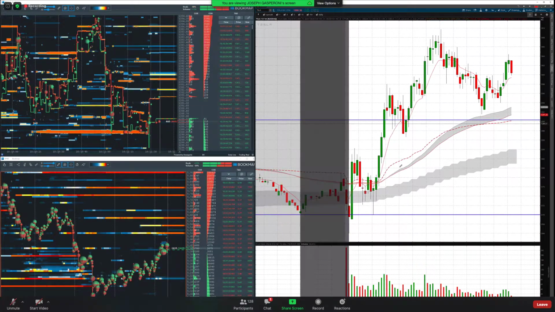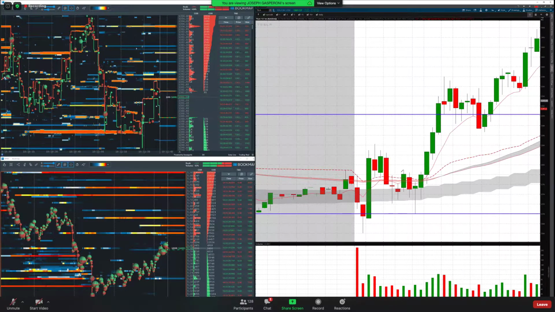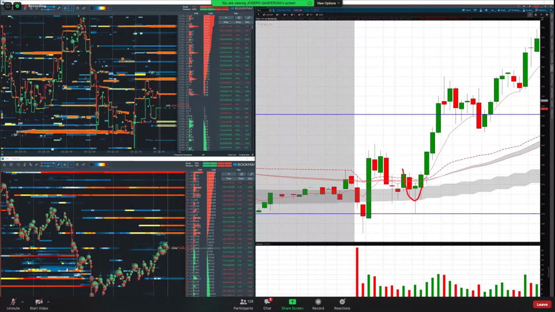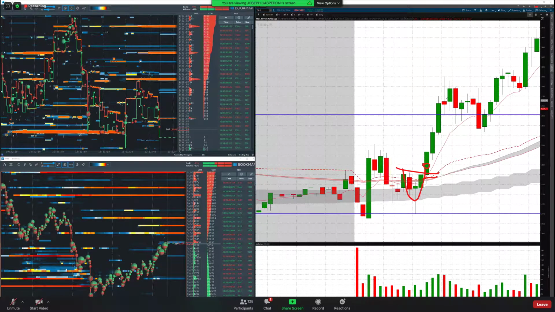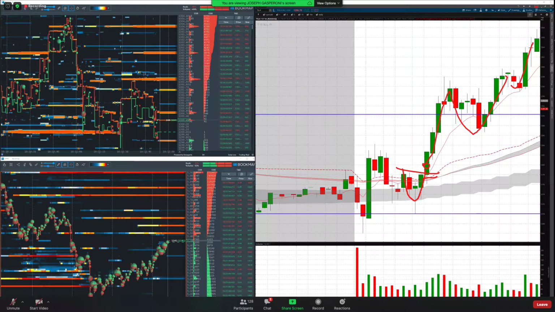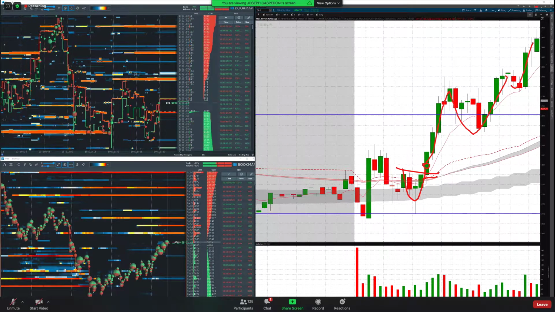Then we started having a second curl up. This curl up seems the same as AYRO, curl on the 1-minute J lines, break, reason to long over here, stop below, and then a series of higher lows, higher lows, higher lows. All right, so this was the perfect long setup.